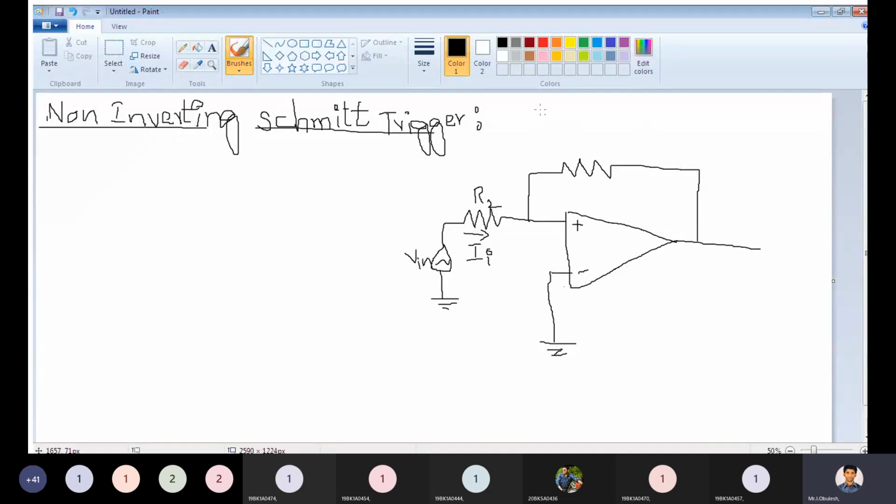Assume that the feedback resistor is R1. Generally we assume that the feedback resistor is RF, but in this non-inverting Schmitt trigger, you need to assume that this feedback resistor is R1, and in this feedback resistor the current I will be flowing.